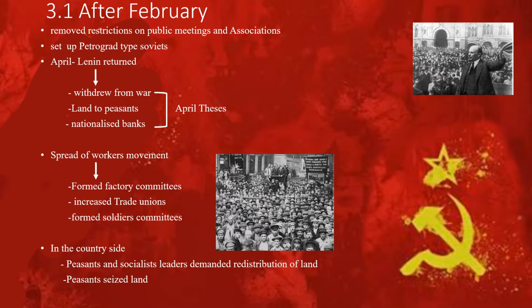Now let us see what happened after February. Many restrictions on public meetings and associations put by the Tsar were removed. Petrograd type Soviets were set up everywhere.